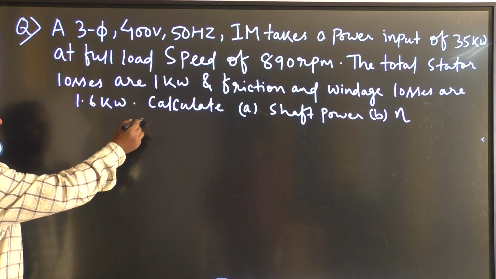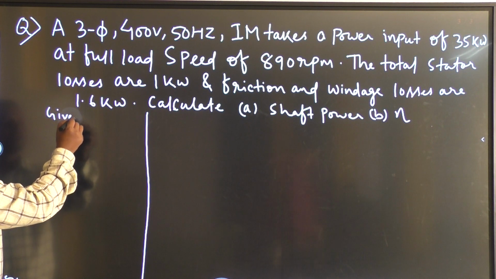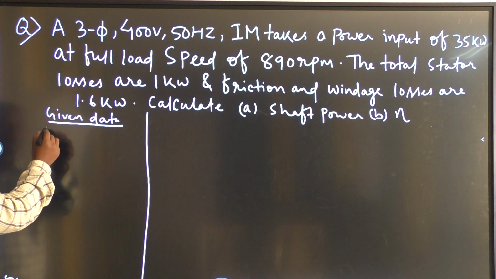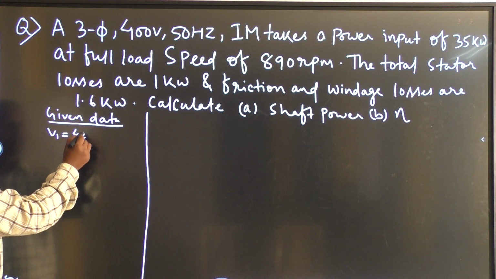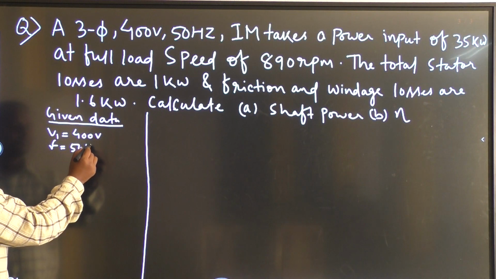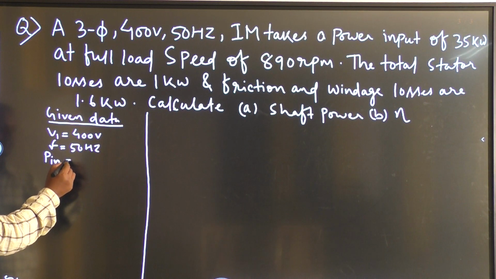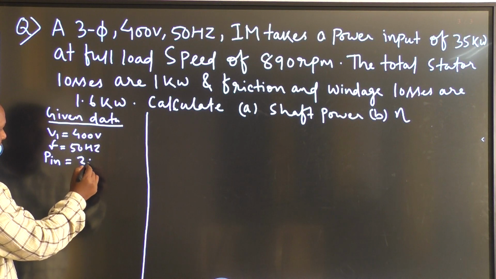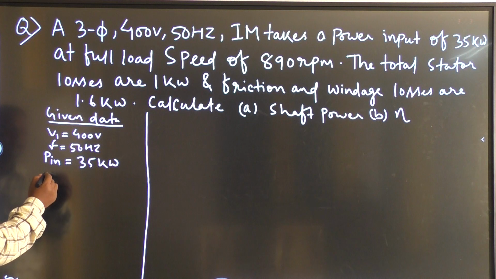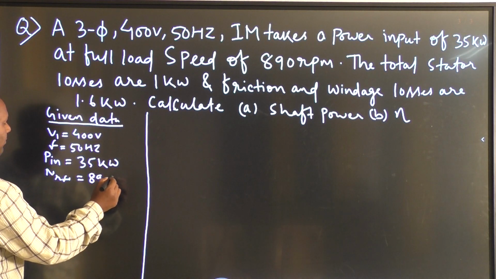So first I separate the given data which are given in the question. Given data: stator voltage V1 equals 400 volt, frequency 50 Hz, stator power input P in to the stator is 35 kilowatt, and full load speed, that is the running speed at full load, NFL, the rotor speed at full load, equals 890 rpm, revolutions per minute.